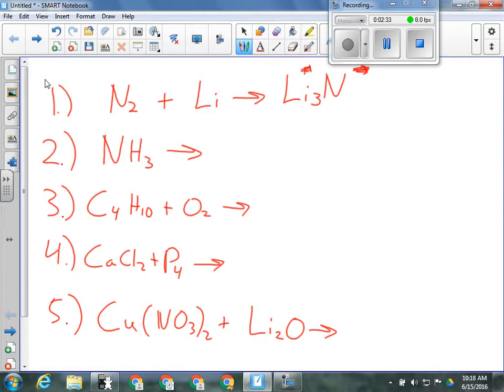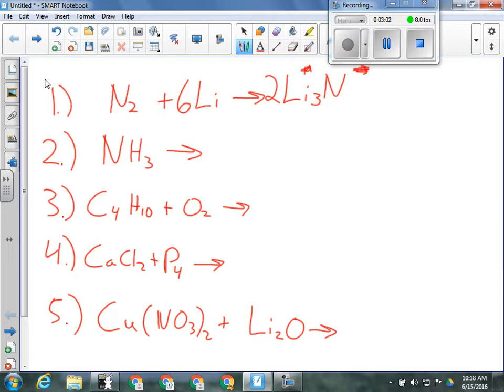Now I've got to balance. I pick the thing present in the highest number, which right now is lithium. But if I just put a 3 there, that's not going to balance my nitrogens, is it? Because I'm going to have to come back and put a 2 here to balance nitrogen anyway. So I'll do that, which gives me how many lithiums? 6. So I'm going to put a 6 there, and now I've got 2 nitrogens on each side, 6 lithiums on each side. I think I'm pretty much done.